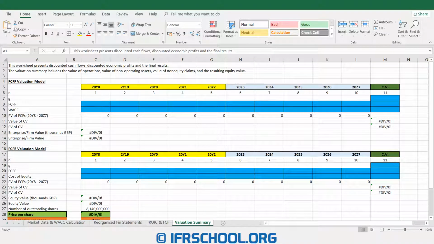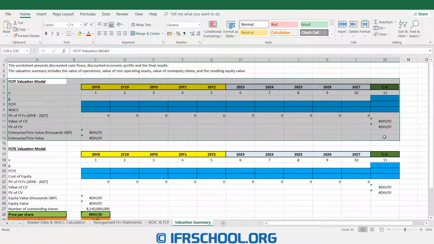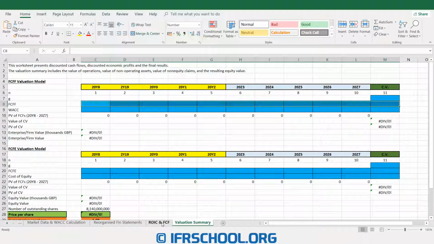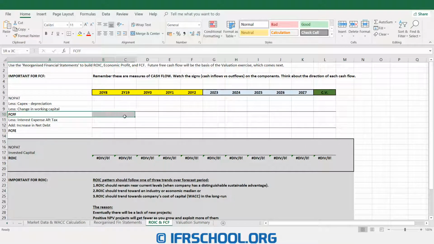Now that we've calculated the free cash flows for Tesscow over the forecast period, we can use those free cash flows to value the firm. The last worksheet, the Valuation Summary tab, is where we complete the valuation exercise. Let's consider the free cash flow to the firm valuation model first. Remember, this model outputs a value for the entire firm or enterprise, including both debt and equity components. We begin by inserting our estimates of the free cash flows to the firm. We get these estimates from the previous worksheet where we've compiled them.